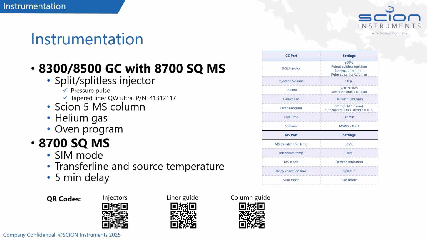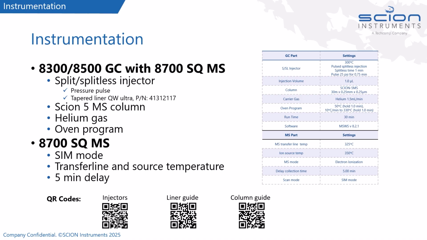The 8700 SCION-MS is used in SIM mode, giving a higher sensitivity and a lower noise. A single quantifier ion was used for each compound. This was chosen as the most abundant ion for each PAH. 2 qualifier ions were also used to help with identification of the compounds and prevent false positives.